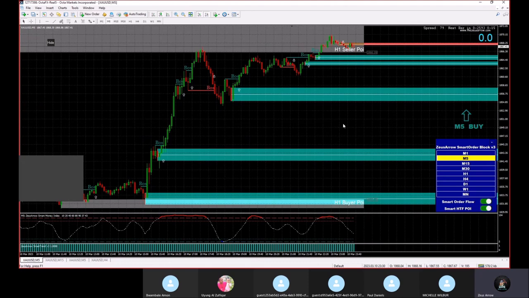That is why, when we focus on the 5 minutes, it becomes more important that you give importance to the H1 seller point of interest or buyer point of interest, because then you're automatically giving importance to the higher time frame. You really do not have to switch to the H1 and H4 to see what's going on. Just by being on 5 minutes, if you're giving importance to the POI areas, you are automatically following the higher time frame levels. So that is one very important thing.